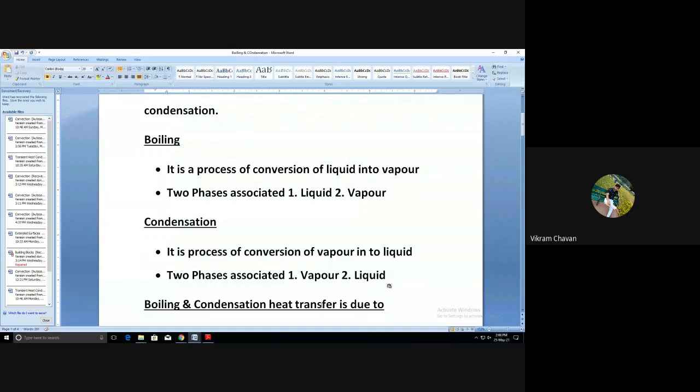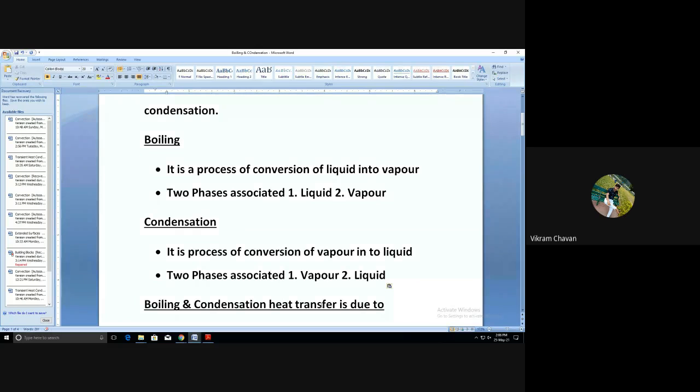We know that the first thing is nothing but the phase change. Phase changes happen because of latent heat at a saturation temperature. Okay, at a saturation temperature. So because of a phase change also, the heat is transferred in boiling and condensation. Boiling is a phase change process and condensation is also a phase change process.